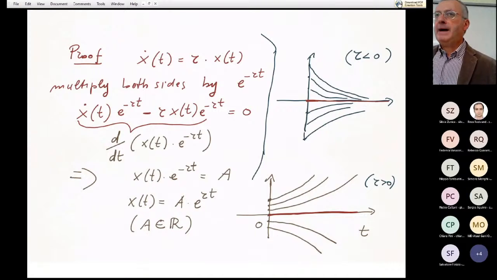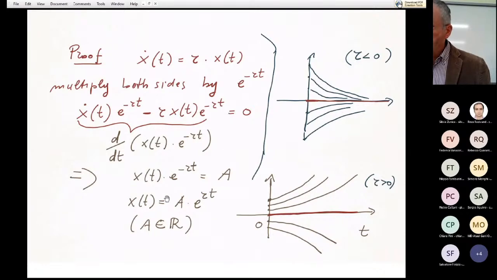Clear? Look at the graphs, it is the only constant solution. All the other paths are time varying, okay? But 0 is the only constant solution here. Constant solutions to differential equations like this one are called steady state solutions, okay?